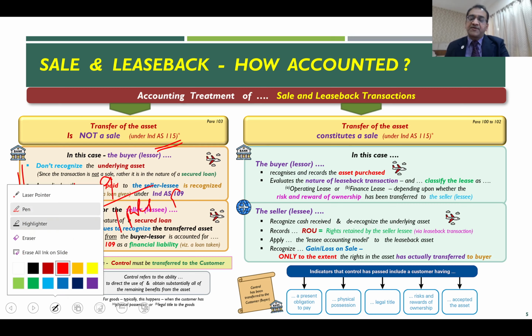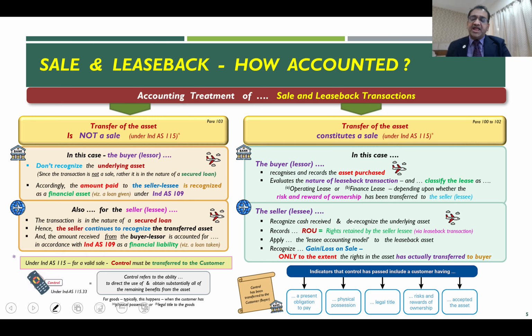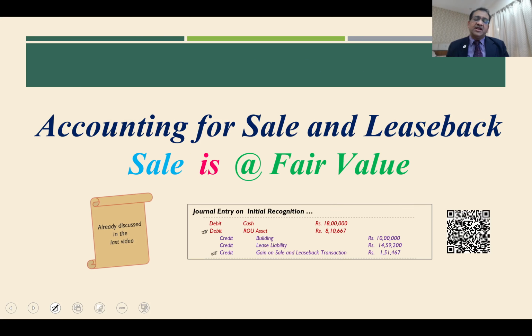However, if we look at the right hand side, if the transfer of the asset by the seller-lessee meets the test of a sale as contemplated under Ind AS 115, then the accounting has to be governed by Ind AS 116. And we saw in the last video that the underlying sale was at a fair value. Now, what happens if the initial sale itself is not at fair value?